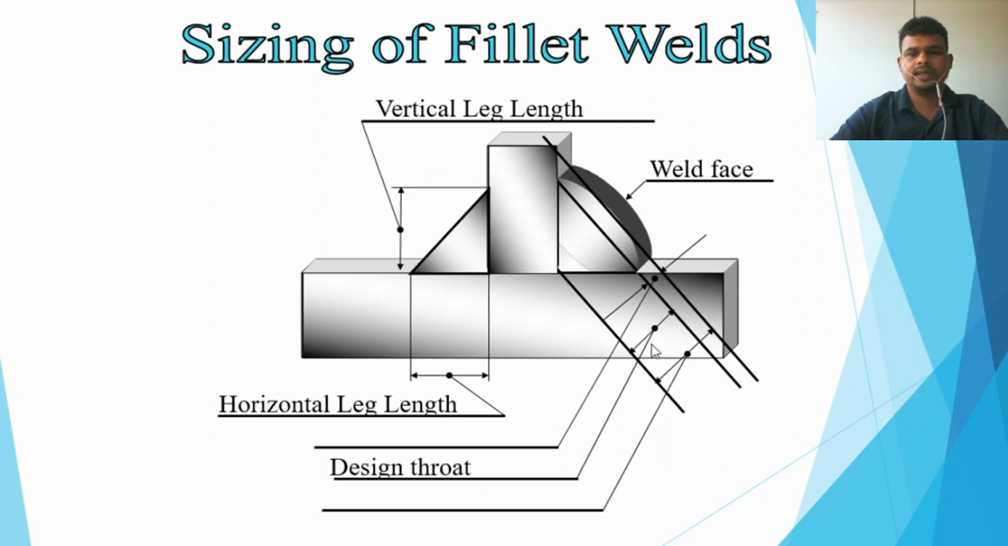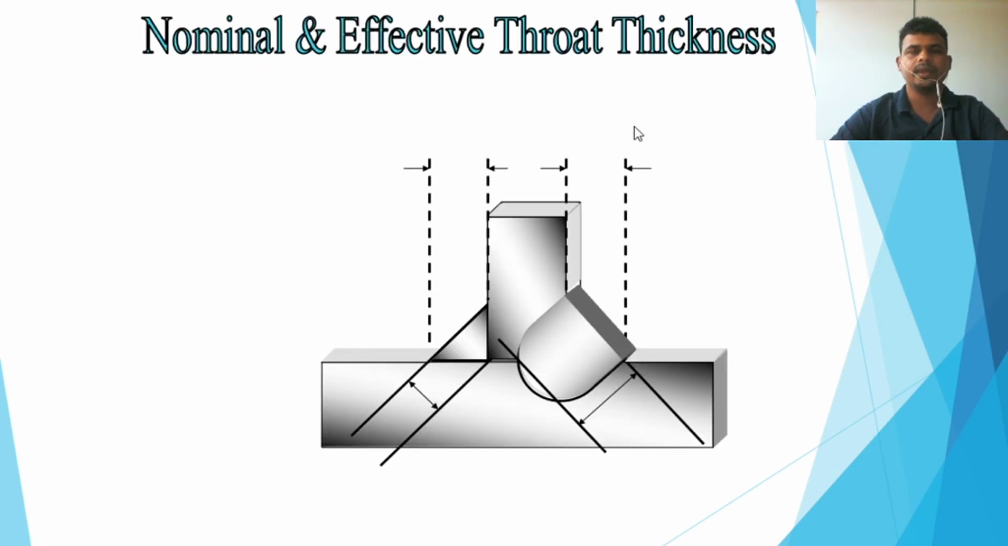Then this is the design throat thickness. So from here to here is the design throat thickness. Same as the butt joint, we can call this the excess weld metal or reinforcement. So this is the actual throat thickness. From bottom to top, this is the actual throat thickness. Excess weld metal, I already told you, this is the excess weld metal. You can see in photos, this is the excess weld metal. So that one was the fillet weld configuration.